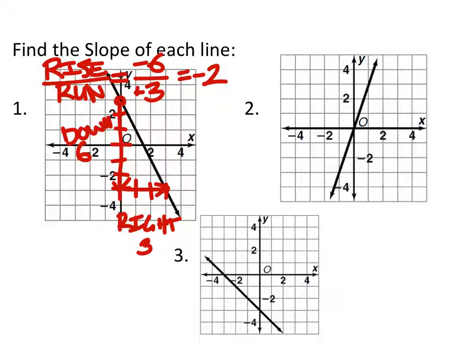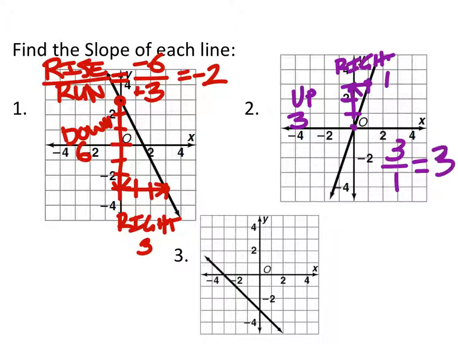Alright, on number 2, same idea. Again, it doesn't really matter which 2 points you choose, as long as you can figure out their ordered pairs, or that we can follow the grid lines to make the triangles. So this one, I'm going to show this triangle, and that one shows going up 1, 2, 3, and then also to the right 1. Okay, so the rise is 3 and the run is 1, and that would simplify to 3.